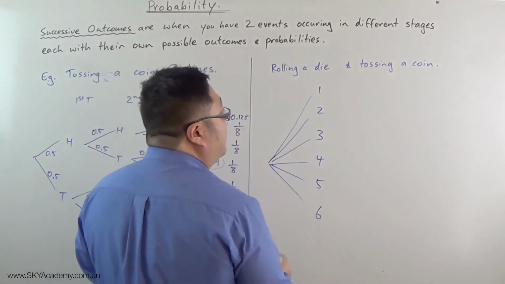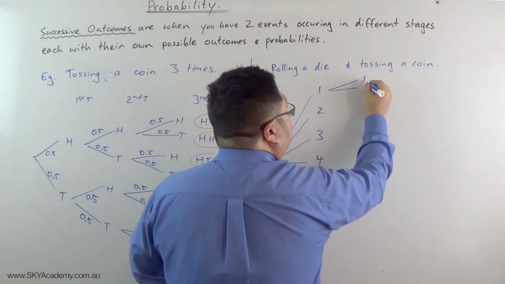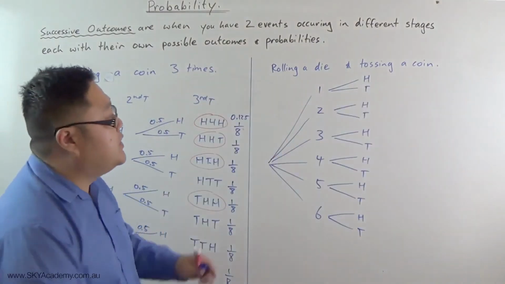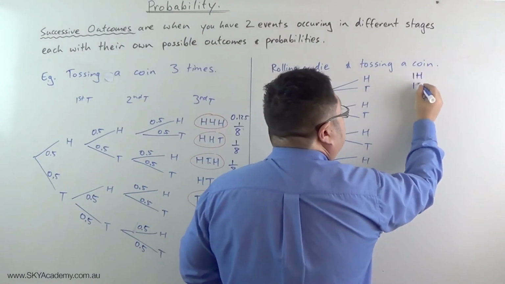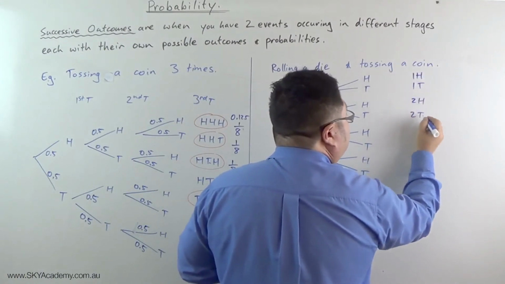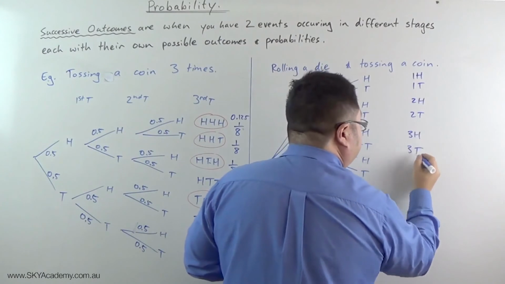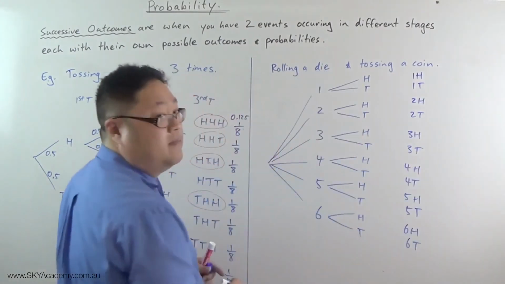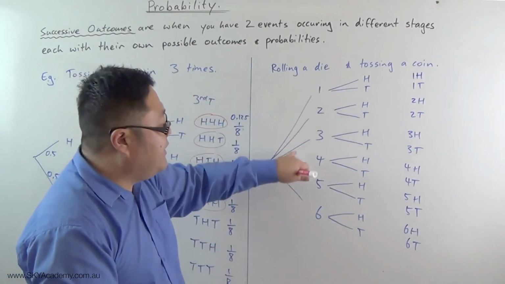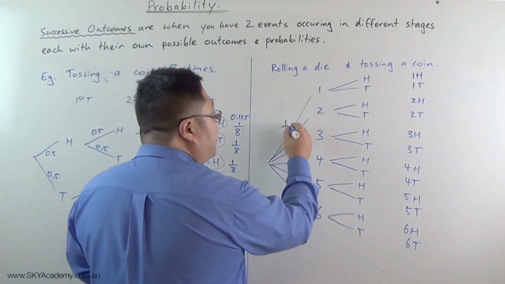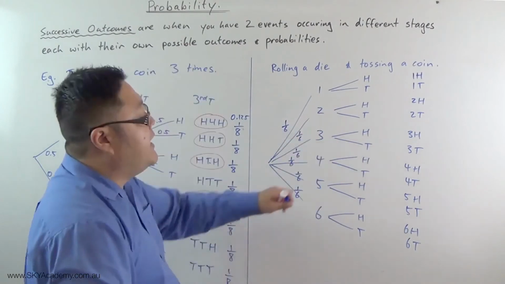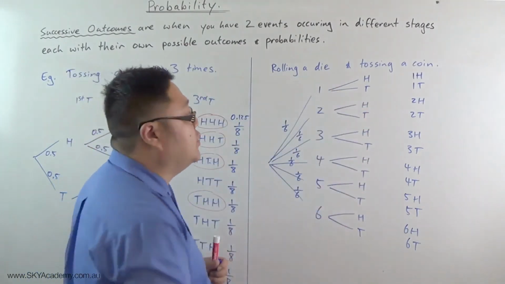Yes, and each of those can either be split up into heads or tails, in which case your outcomes will be 1 and heads, 1 and tails, 2 and heads, 2 and tails, 3 and heads, 3 and tails, etc. Got it? Okay. What would the probability of each one of these be? You've got 6 numbers, so each probability would be 1 out of 6. Does that make sense? And each of these probabilities will be 1 out of 2.